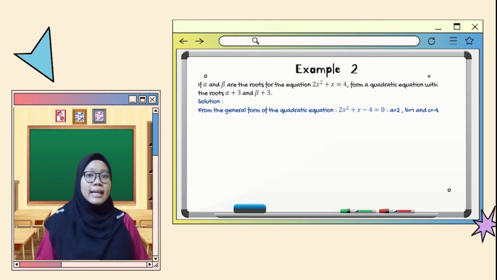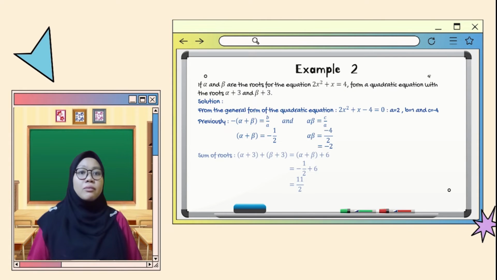From there, we can get alpha plus beta and also alpha times beta. Now, this is the sum of roots and product of roots of alpha and beta, not alpha plus 3 and beta plus 3. Hence, from here, we will find the sum of roots and product of roots for alpha plus 3 and beta plus 3.